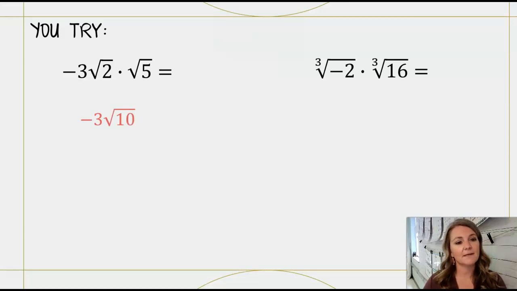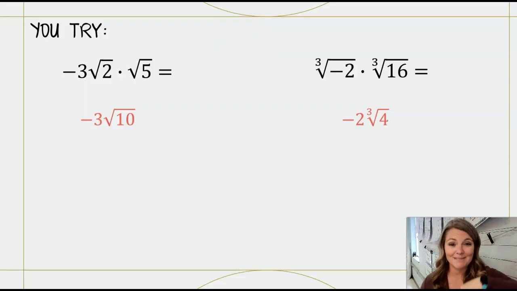This first one ends up being negative 3 times the square root of 10. Negative 3 times 1 just gave you negative 3, and then 2 times 10 gave you 10. You could tree out 10. It's still just going to give you 10 now. The other one is a cube root. And so when you simplify and you take things out, you get negative 2 times the cube root of 4. Okay. So these are very simple, just two things multiplied together.